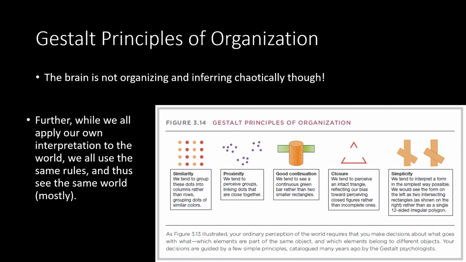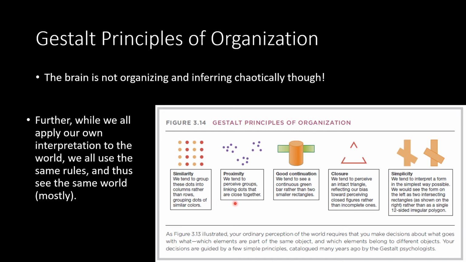Now, your brain doesn't organize and infer things chaotically, it does so according to some principles, and these principles are often referred to as the Gestalt principles of organization, or just abbreviated to Gestalt principles. And there are 5 that we'll talk about here. The first is similarity. If you look at these 16 dots, chances are you see these as 4 vertical lines of alternating color. You probably don't look at them as 4 rows, each with alternating colored dots. Even though you could maybe force yourself to, the image that pops out most strongly is of 4 sets of vertical lines. This is similarity.